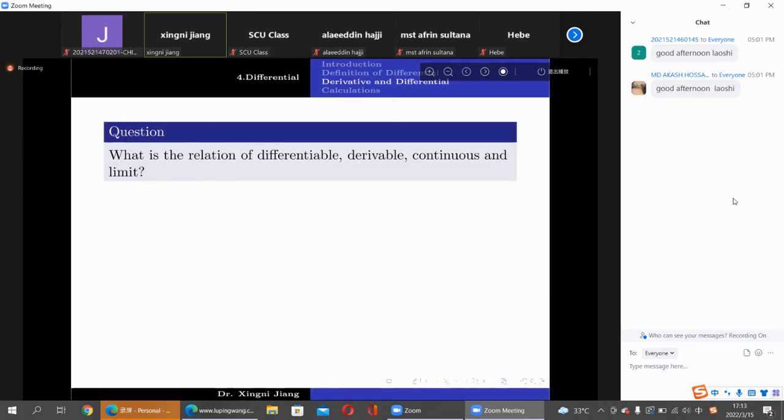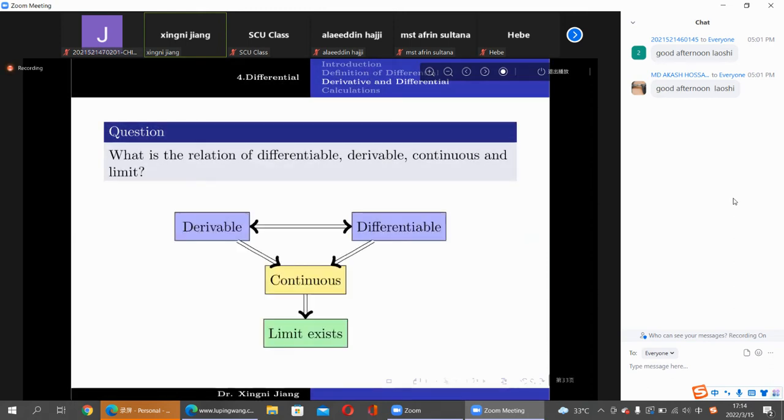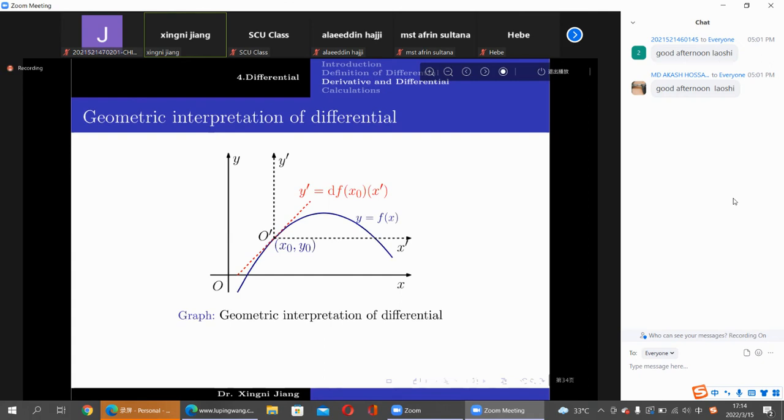And what is the relationship between differentiable and derivable and continuous and limits? It's just simple. Derivable if and only if means differentiable, and both of them imply continuous, and continuous means the limit exists and equals the value of the function. And this is just some graph. You can try to draw it by yourself. So this is a differential function, and this is the function.